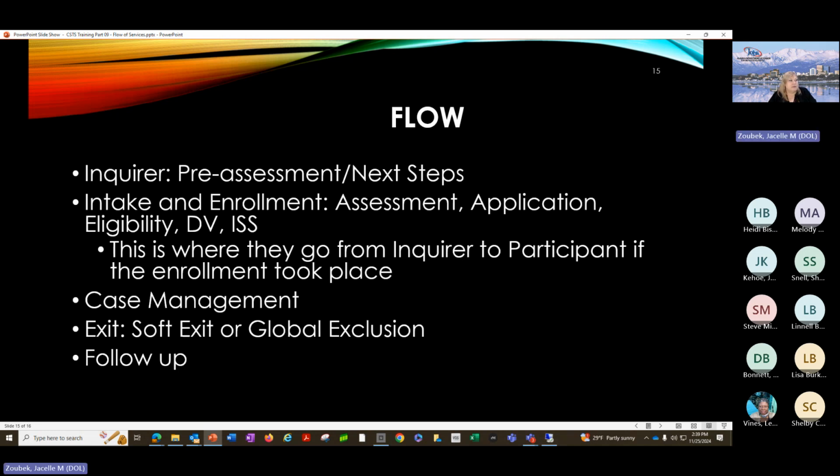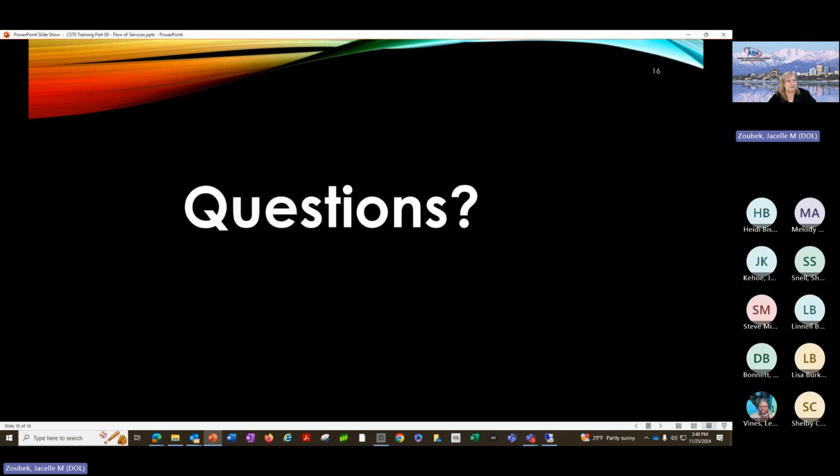And just a reminder of the flow: they're an inquirer, maybe doing a pre-assessment or learning about next steps. Then they have an intake and enrollment, where there's an assessment, application, eligibility, data validation, development of the ISS. This is where they go from inquirer to participant if that enrollment takes place. Case management is all the stuff in between, and all the documenting as they move along in their plan. Exit: so there's soft exit or global exclusion, and then follow-up for all of those that were in soft exit. Any questions?